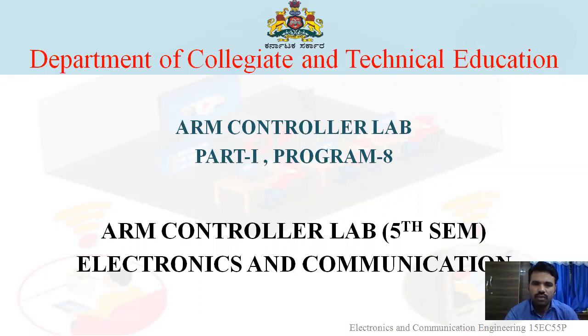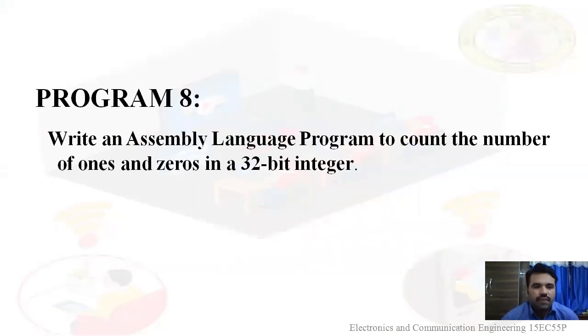Warm wishes to all. In this session, we are going to discuss how to write an assembly language program to count the number of ones and zeros in a 32-bit integer. And also we are going to check its functionality in the Keil IDE.